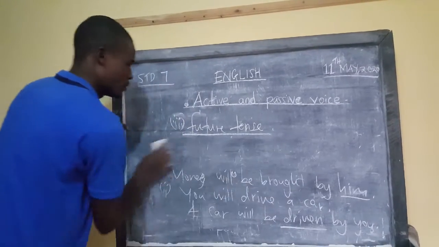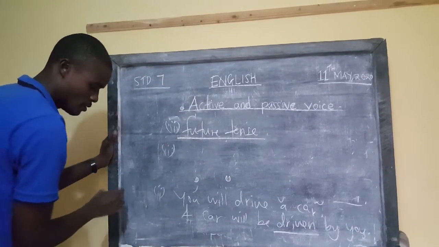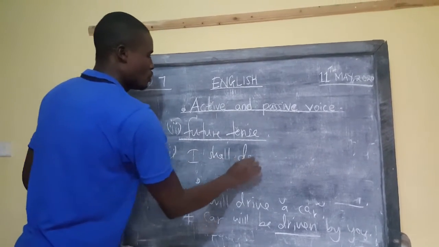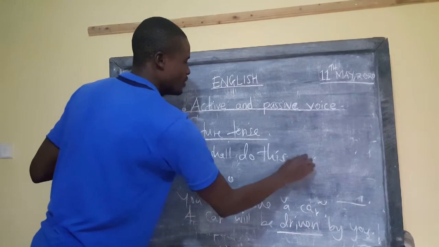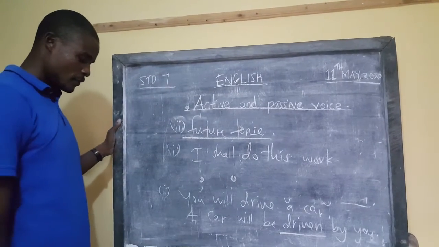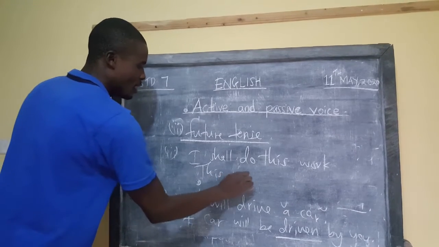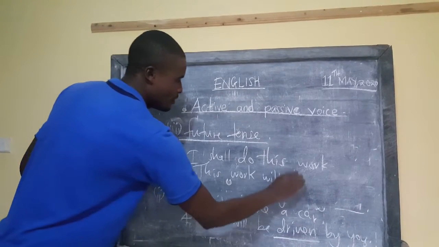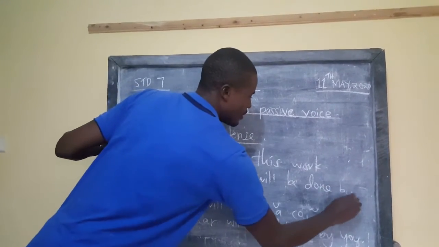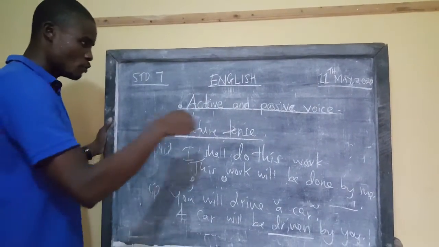The last example, under number three: I shall do this work. Begin with, this work will be done by me. It is you doing the work, that's why we are beginning: I shall do this work. So we begin with this work.